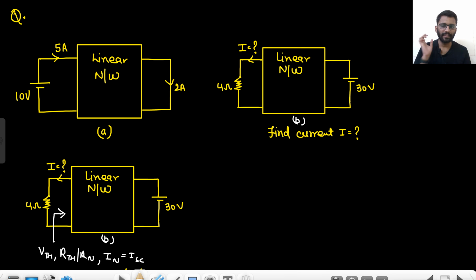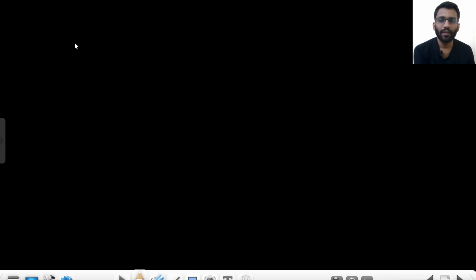So that's the thing we will do. We will try to find VTH, RTH, and ISC. Two of them will work, because if we find any two, we can find the third one. So first we will find ISC, the short circuit current.